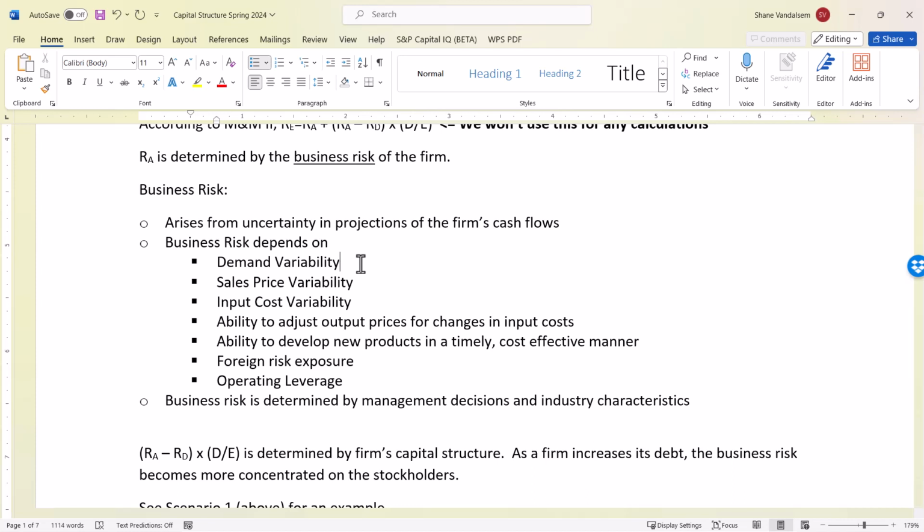Finally, operating leverage. Operating leverage is the degree to which the firm's expenses are fixed rather than variable.